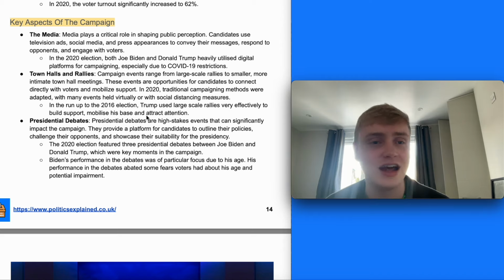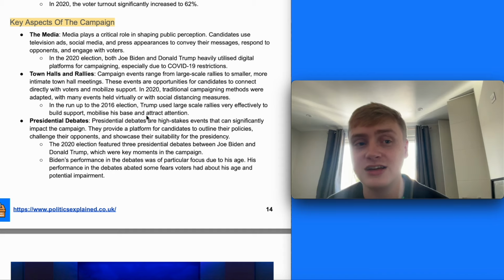Candidates use television ads, social media, and press appearances to convey their messages, respond to opponents, and engage with voters. In the 2020 election, both Biden and Trump heavily utilised digital platforms, especially due to COVID-19.